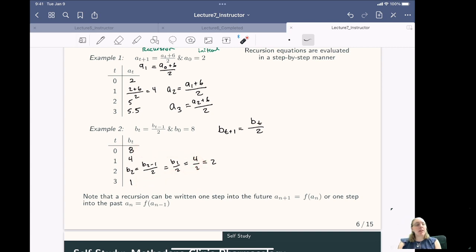Okay, if we do this again, you're going to get 1, and you see that this is a convergent sequence, and this is going to be a divergent one. 8, 4, 2, 1, 1/2, 1/4, and so forth, and this just keeps getting bigger and bigger and bigger. So b is a recursion equation that corresponds to a convergent sequence, and a is here a divergent sequence.